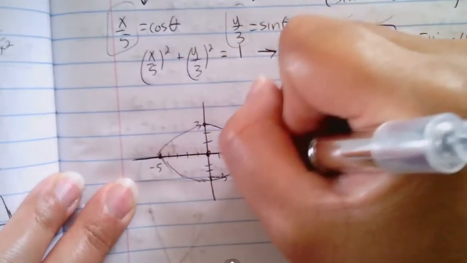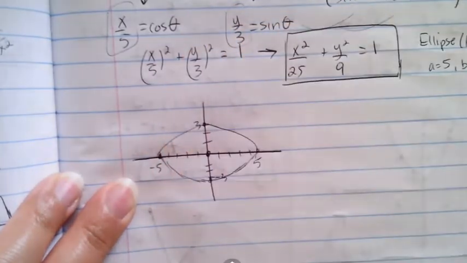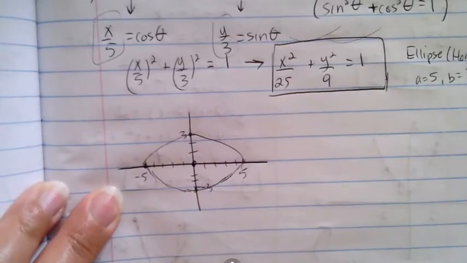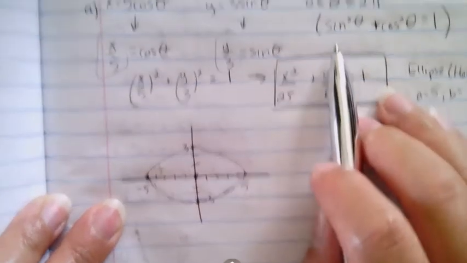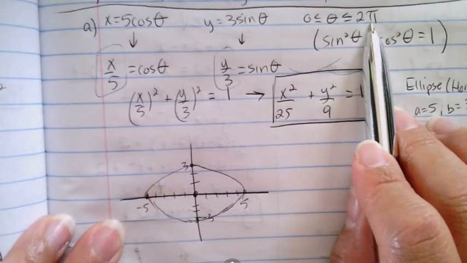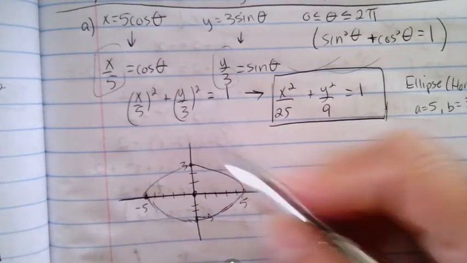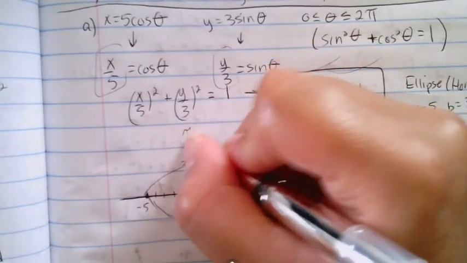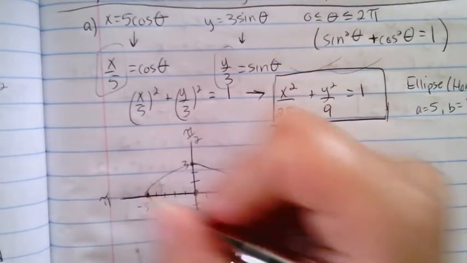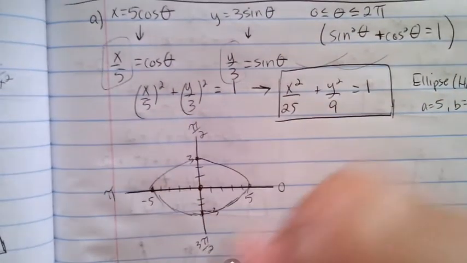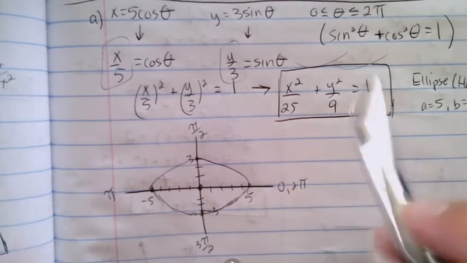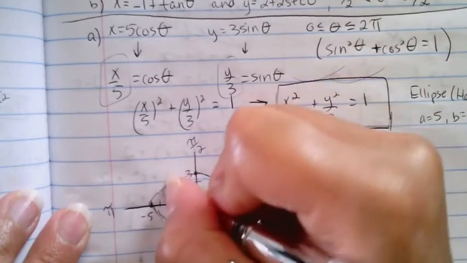For this one, we are going to put the direction. Since my restriction for this one was between 0 and 2 pi, remember this is where 0 starts. You can kind of think of it like putting the unit circle on the graph. So 0, pi halves, pi, 3 pi halves, and then 2 pi over here again. So we're going from 0 all the way to 2 pi. That means we're going to go counterclockwise.